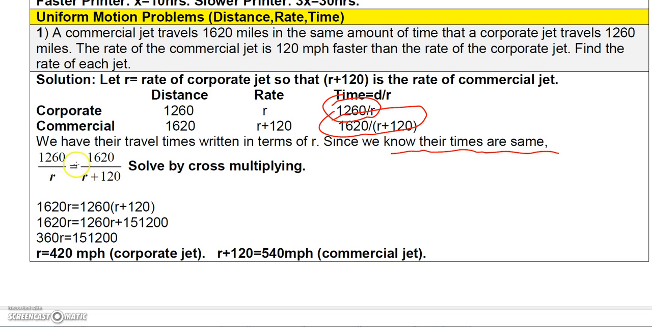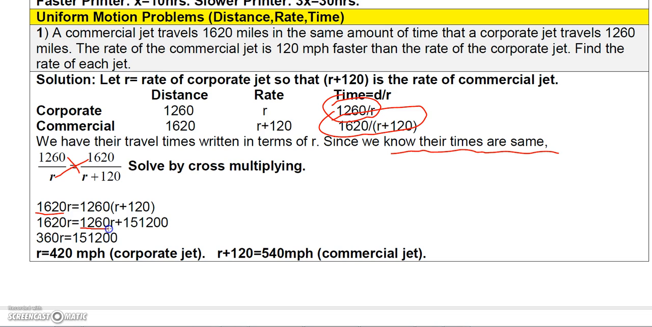So I'm actually going to just multiply these two together first, 1,620 times R, and I'll get 1,620R. And then I'll multiply these two together, 1,260 times R plus 120, and then distribute the 1,260, and I get 1,260R, and I grabbed the calculator. 1,260 times 120 is 151,200.